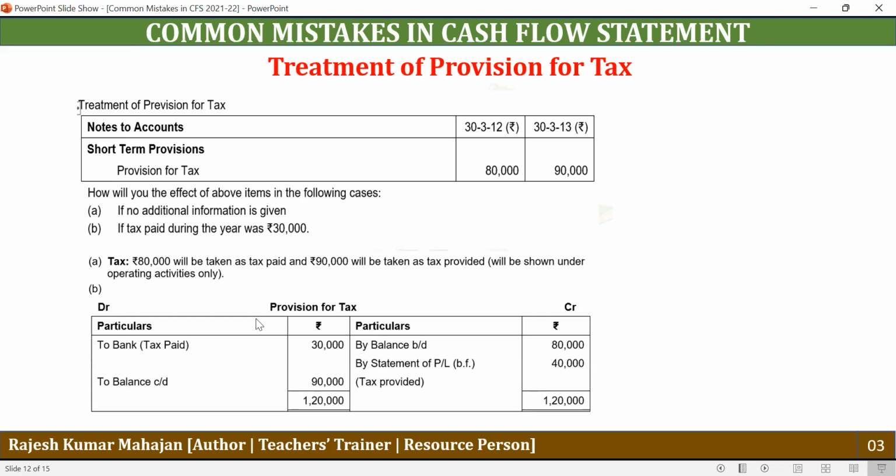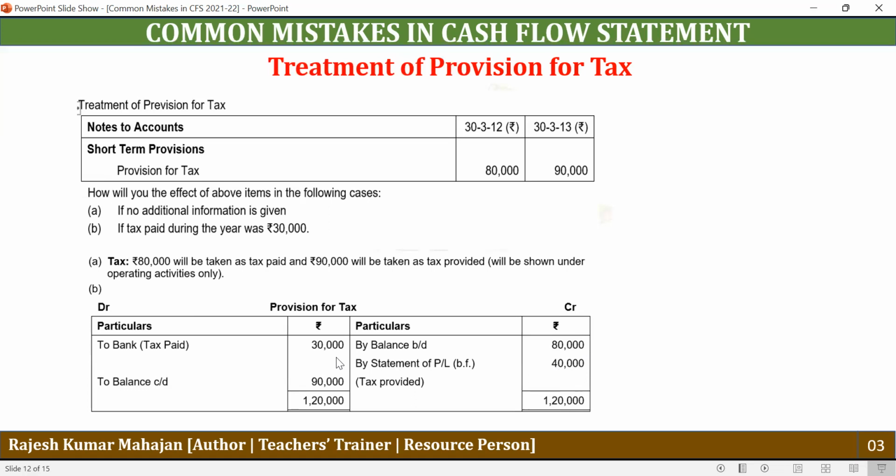So we shall make the entry: provision for tax account debit to bank. On the debit side of provision for tax, we shall write to bank, and in the bracket, we shall write tax paid. Now we shall total the debit side: 30,000 plus 90,000, 1,20,000. This 1,20,000 will be written on the credit side. And out of 1,20,000, we get 80,000 already, so rupees 40,000 is basically the amount of tax provided during the current year. This is your balance figure. So tax provided will be added to the net profit before tax, whereas tax paid, 30,000, will be deducted from cash generated from operating activities, at the last under the operating activities.